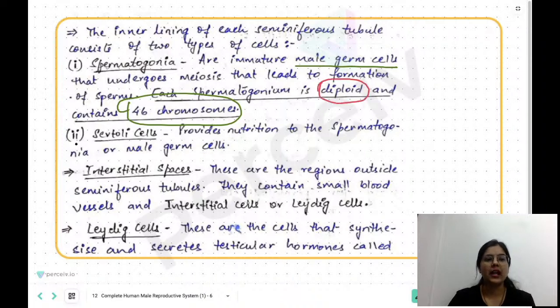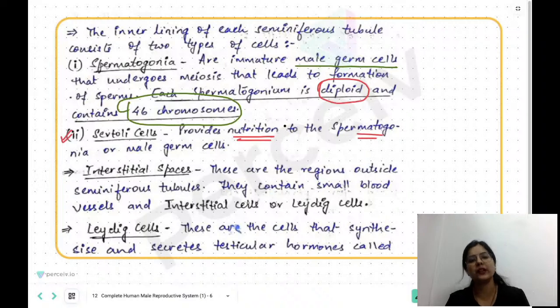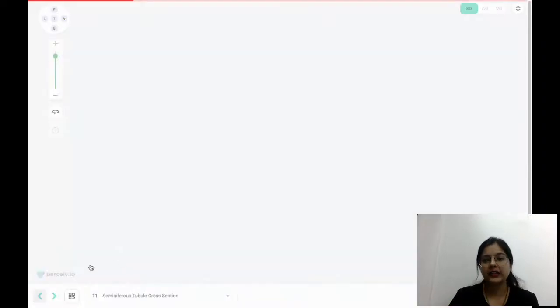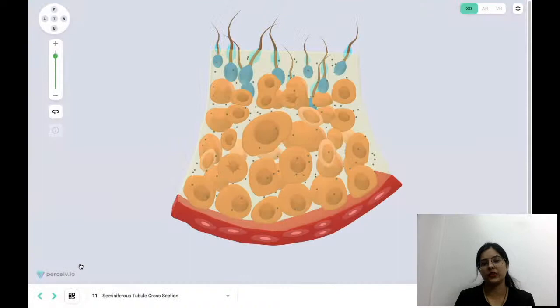Okay. And the other important cells are the Sertoli cells, which provide nourishment or nutrition to the spermatogonium or the male germ cells. Now if a cell has to develop, it also needs nourishment. So that nourishment is provided by these Sertoli cells. That is the case. Now, one thing which is also very, very important in this figure are the interstitial spaces which you can see over here.